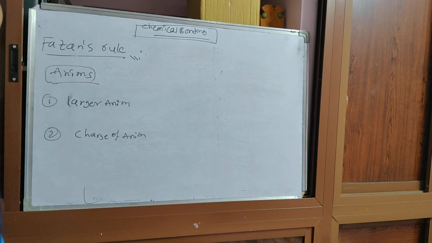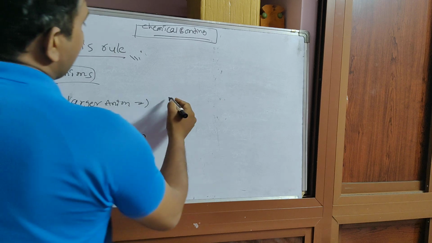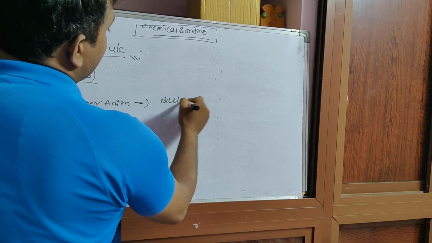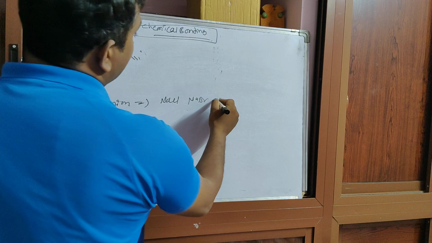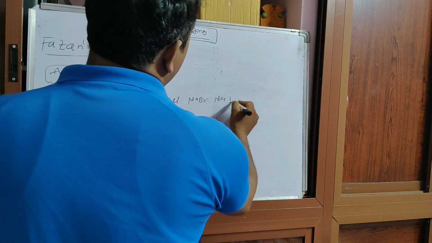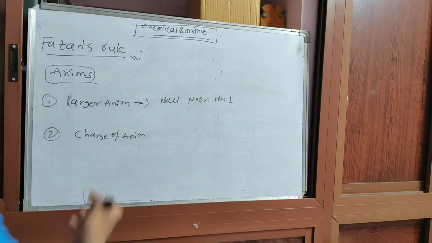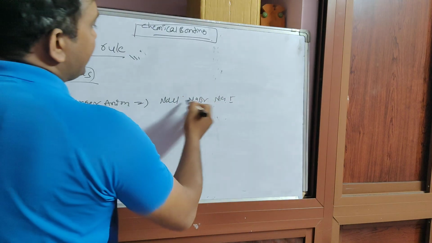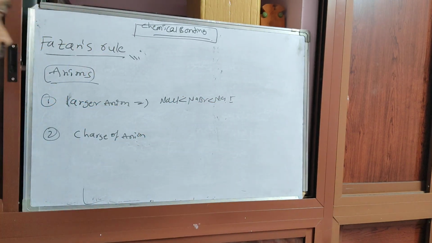If it is a larger anion, for example, NaCl, NaBr, NaI, sodium iodide will form the more covalent character. The bigger the anion size, the more covalent character will form.